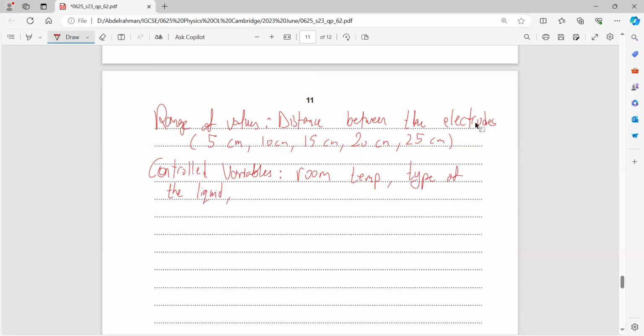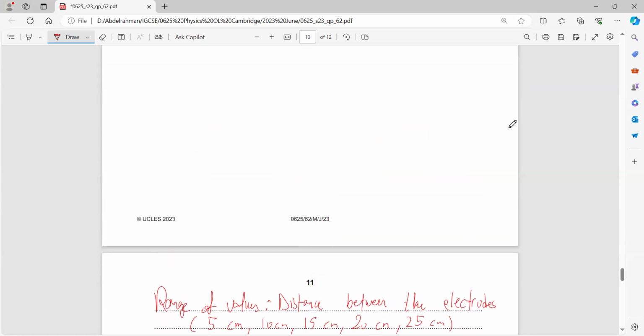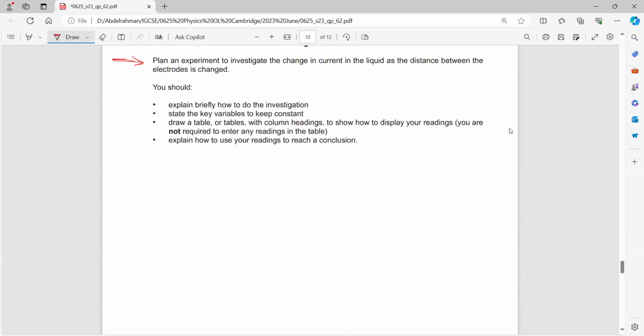What else? I can say the volume of the liquid. Right? Of the liquid. The temperature of the liquid. Not bad. Temperature of the liquid. These are the controlled variables, or some of the controlled variables.